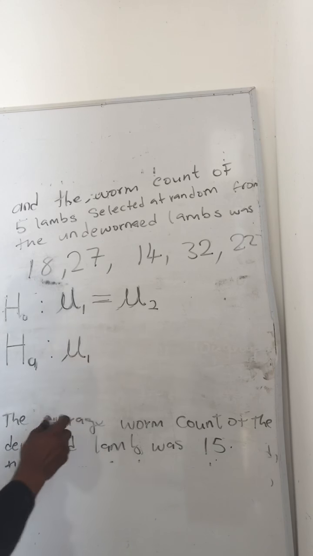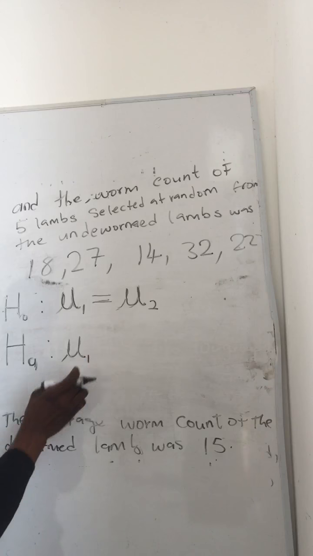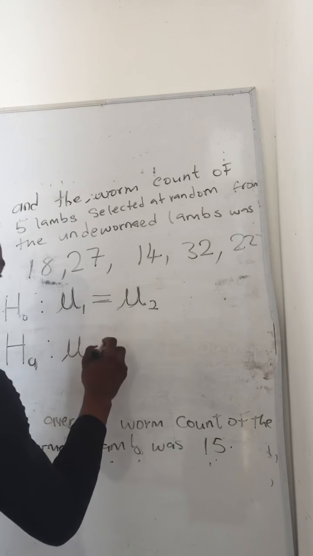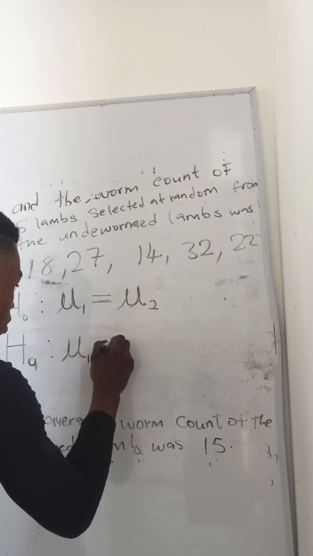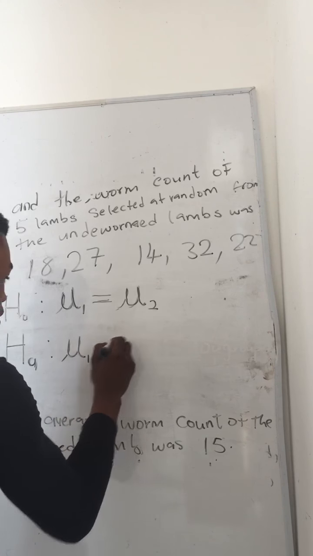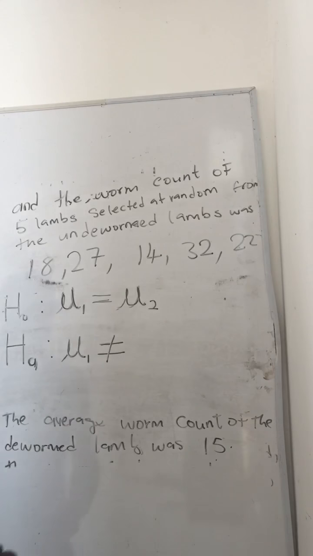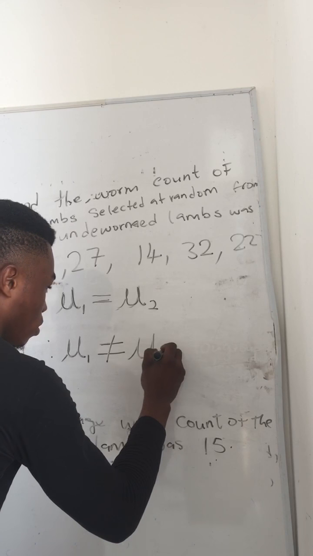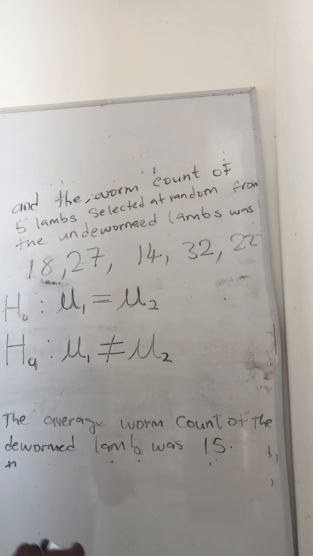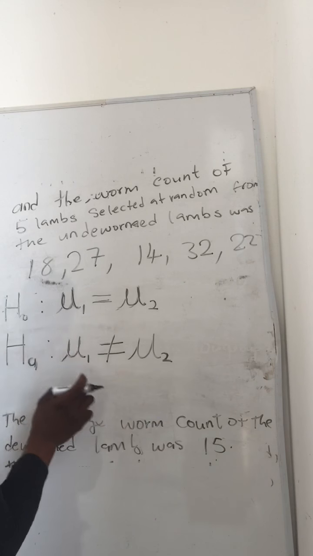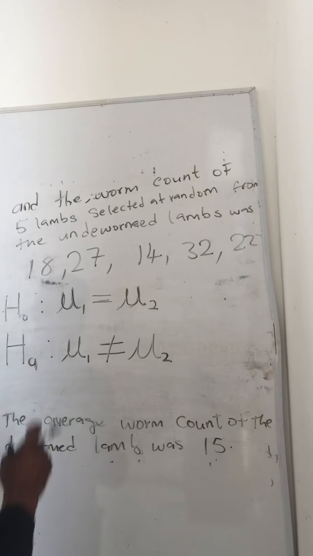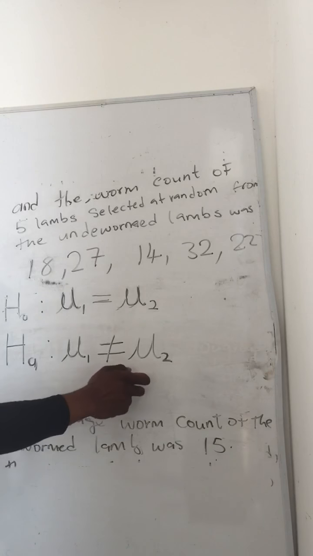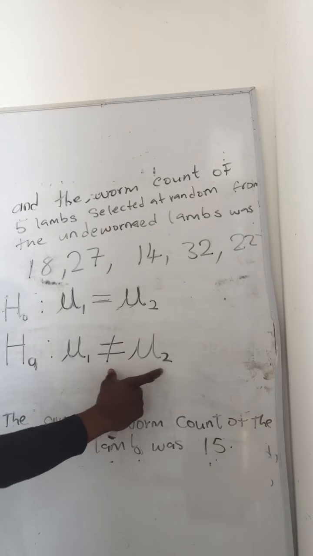So the mean worm count, or the average worm count, of the first is not equal to the average worm count of the second. Remember we said that the claim is that there is a difference between the worm count of the undewormed lamb and the worm count of the dewormed lamb. Because of the claim, that's what our alternate hypothesis is saying. It always contains the claim.